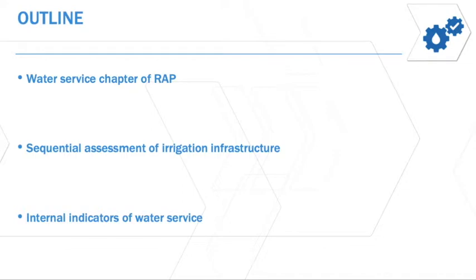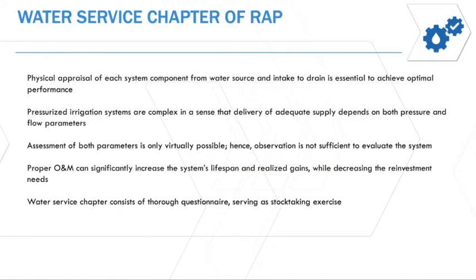I will talk about why we call it sequential assessment, and I will present the internal indicators to evaluate the water service. The water service chapter is the physical assessment of the infrastructure, meaning that it scrutinizes the engineering shortcomings of the irrigation scheme. It starts from the water intake structure through the entire infrastructure to the drains.